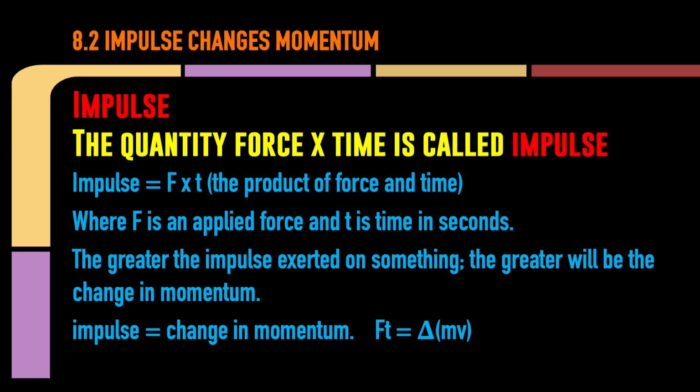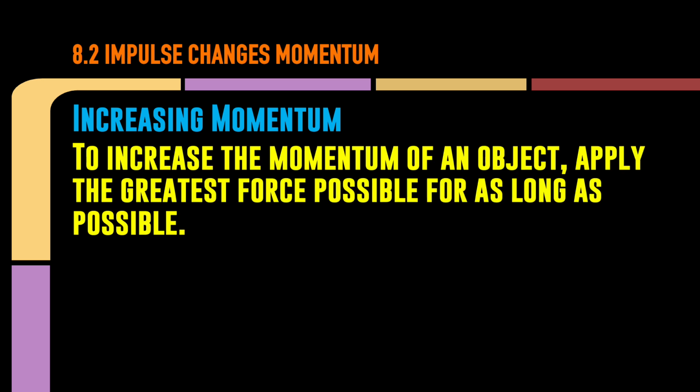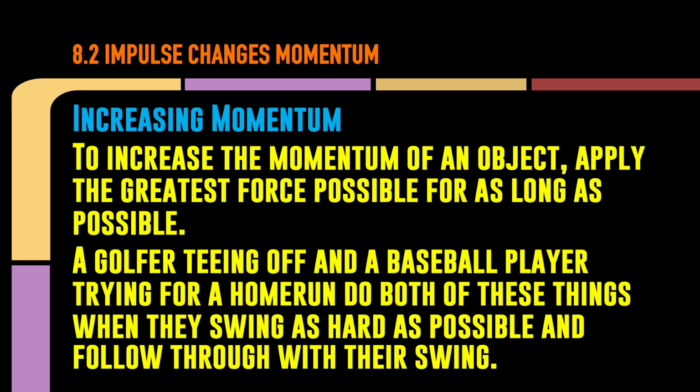So in order to increase momentum, you have to apply the greatest amount of force for as long as possible. A really good example of that is a golfer teeing off, or a baseball player trying to hit a home run, right? The guy's got to hit it pretty hard, has to make good contact with it, and follow through with their swing. So you don't just stop the bat or stop the club as you hit the ball. You follow through. You're trying to maximize the amount of time the force is being applied.